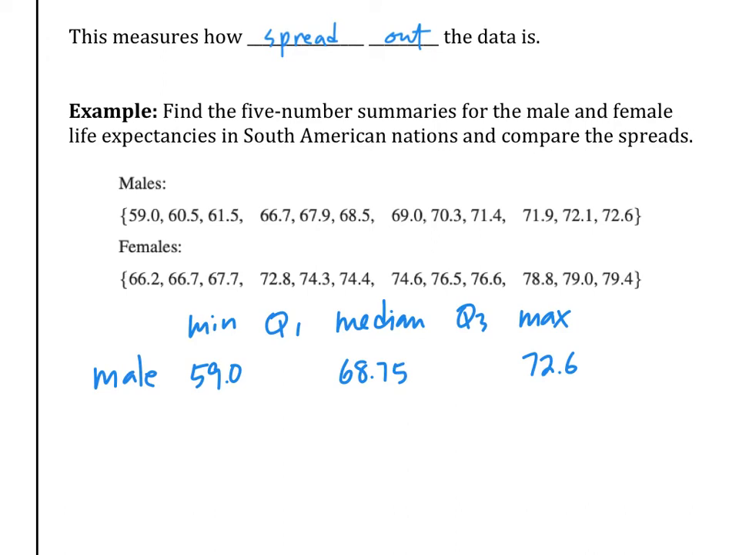Q1. The lower half of the data is going to be here, and the middle of the lower half has to be here. So what you want to do is, again, find the average of those two numbers. And that is 64.1. Q3. Q3 is finding the middle of the upper half. So the upper half is what I circled, and the median is going to be right there. So that is going to be 71.65.